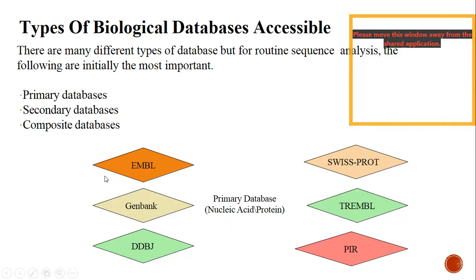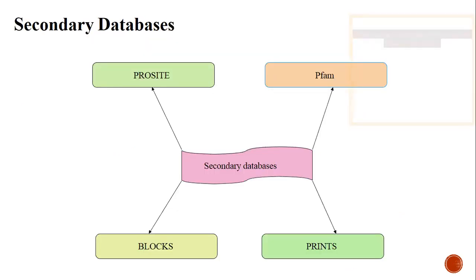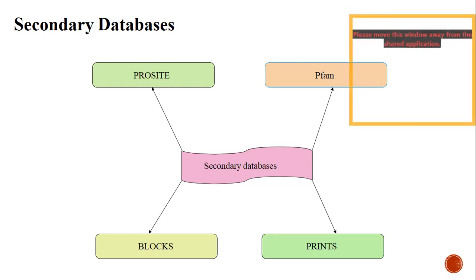In nucleic acid primary databases, we have EMBL, GenBank, DDBJ. For protein, we have PIR, TrEMBL, and SwissProt. For secondary databases, we have PROSITE, Pfam, PRINTS, and Blocks. These databases are used to interpret protein families, domains, and different interaction sites.